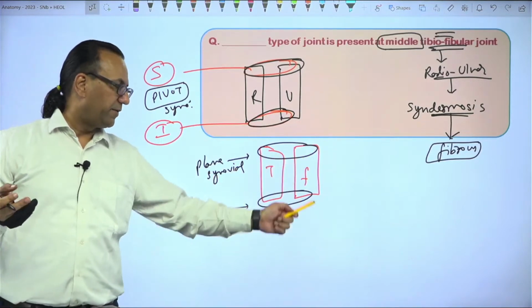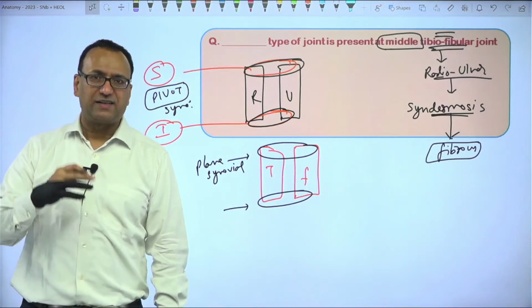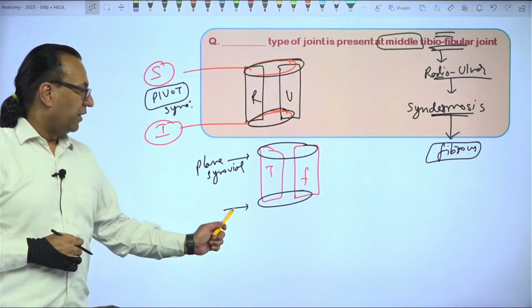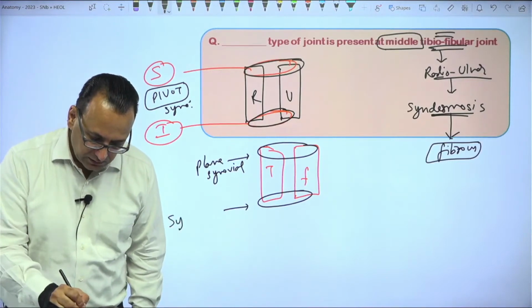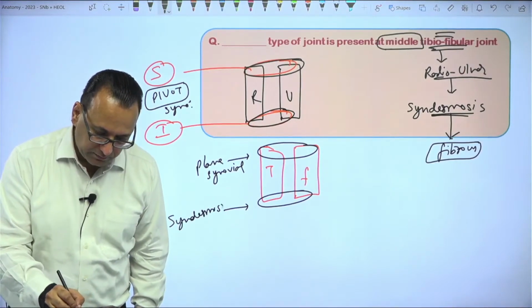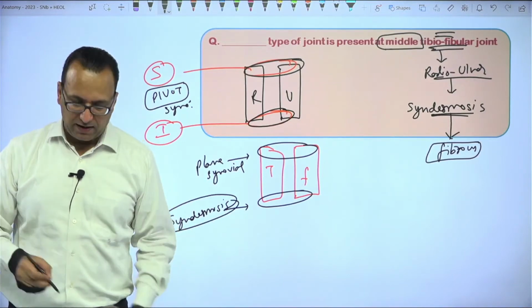What about the inferior tibiofibular? That is actually a question. Inferior tibiofibular joint is again a syndesmosis. Syndesmosis. So can you give 3 examples of syndesmosis we have just discussed?